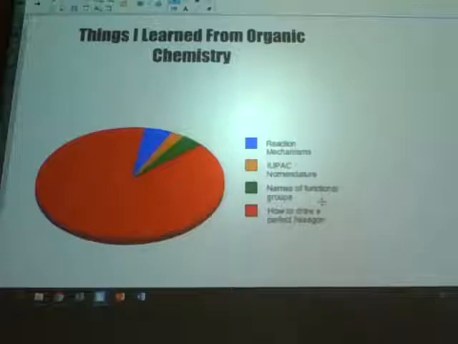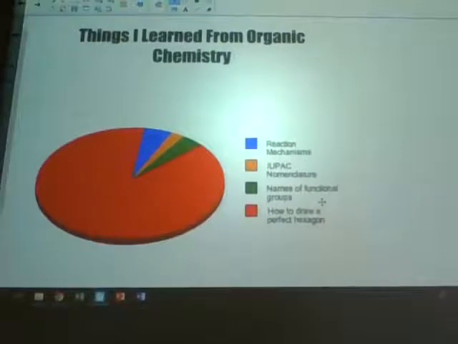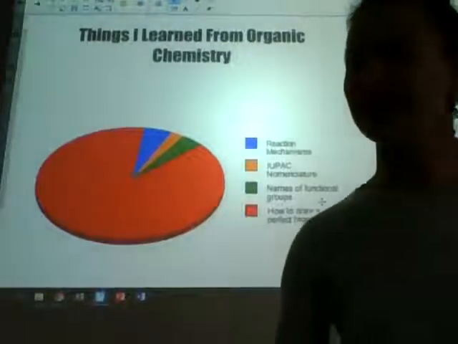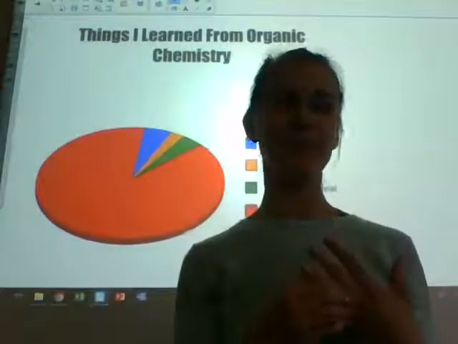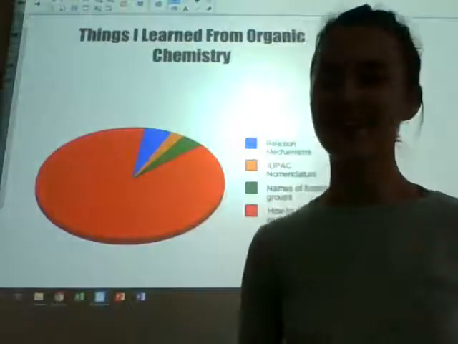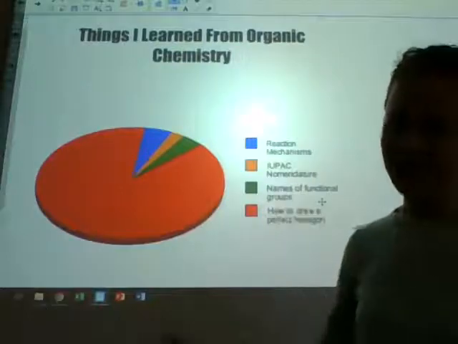Okay, things I learned from organic chemistry. I love this one, how to draw a perfect hexagon. So in university chemistry, it's really heavily based on that. Remember we were talking about that boat and that chair configuration on our last lesson? So lots and lots and lots of hexagons.